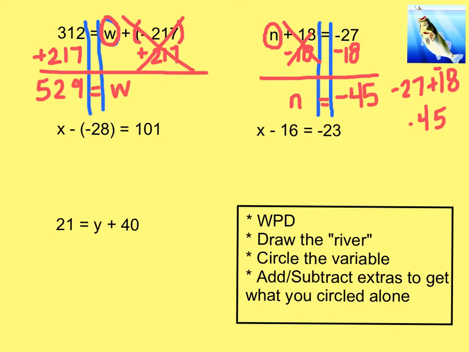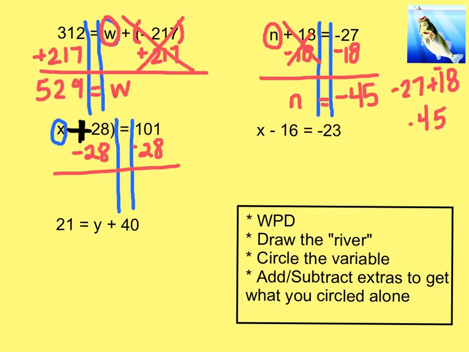All right, let's do another one. Draw your river. Circle your variable. I don't know if you noticed, but there's a minus and a negative there in between the x and the 28. So we're going to have to bloop bloop first. Change this into a big plus sign. Let's bloop bloop that one. So our equation is really x plus 28 equals 101. So we're going to do the opposite of plus 28, which is minus 28. And so we get x is equal to 73.